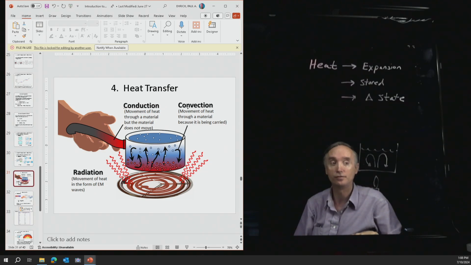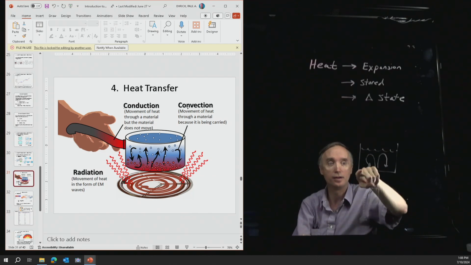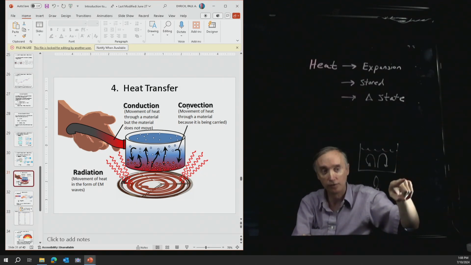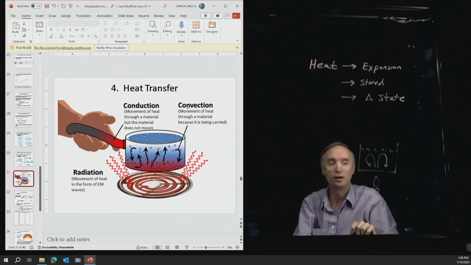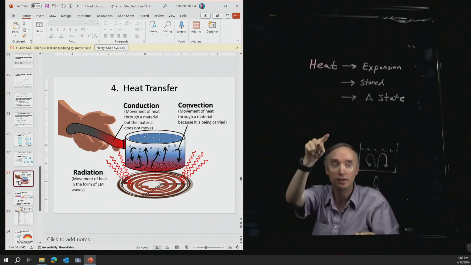You also have convection in the oceans as well, where you have water that is heated up at the equator, and then it moves towards the North Pole where it cools off, and then it flows along the bottom of the ocean back to the tropics where it heats back up again. So you can have convection in the oceans.